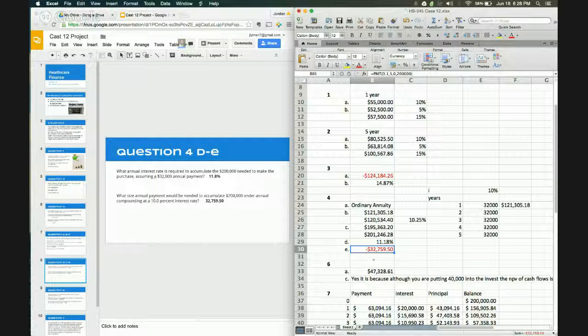So the payments would be negative $32,759.50. The reason why it's negative is because those are the payments that you're making into the investment. So you're losing the money in the sense that you have to give it up to the investment.